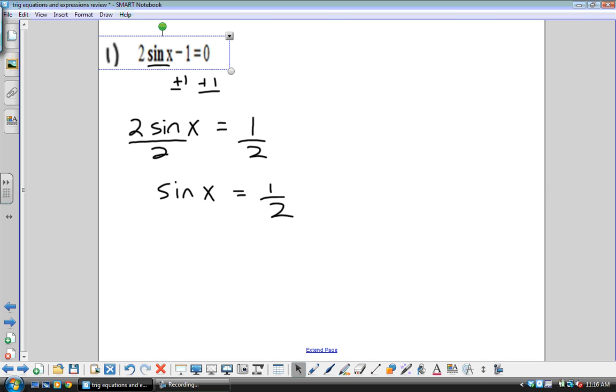Okay, so on my unit circle, I'm going to find where the y-coordinate is 1/2. And so sine would be 1/2 at pi over 6 and at 5 pi over 6.